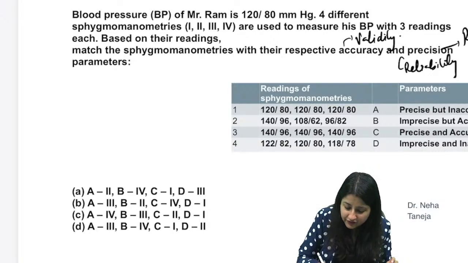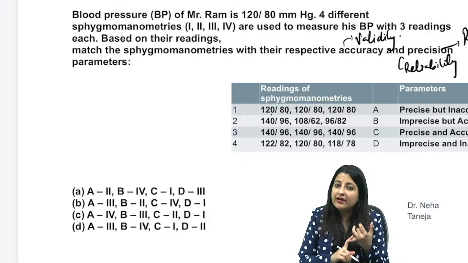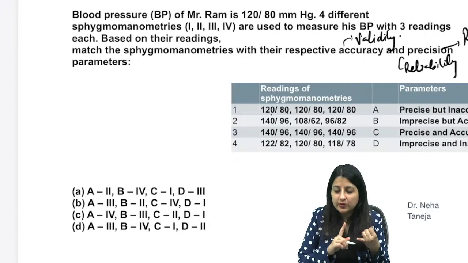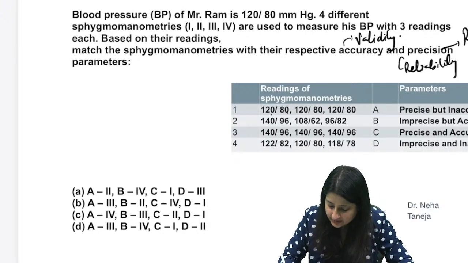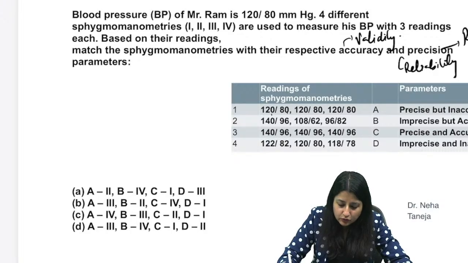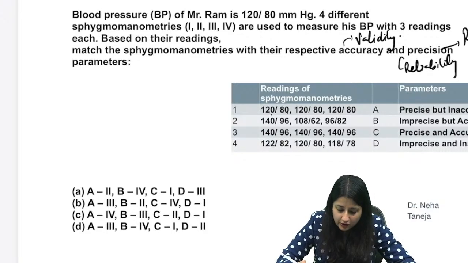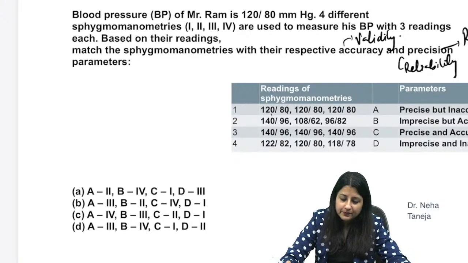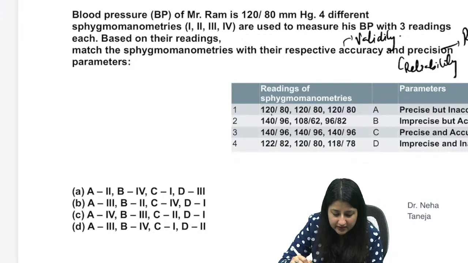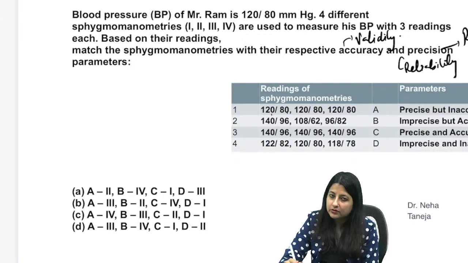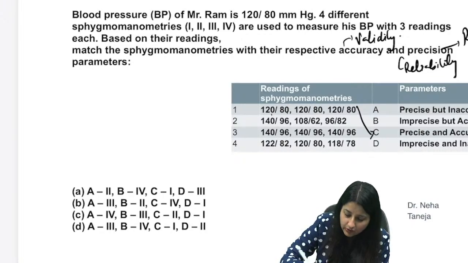Now see, in the first one, if you see 120/80, 120/80, 120/80. So every time I'm getting the same reading, so it is reliable. At the same time, guys, it is valid. So for the first one, it is precise also and it is accurate also. Yes, can you make out?